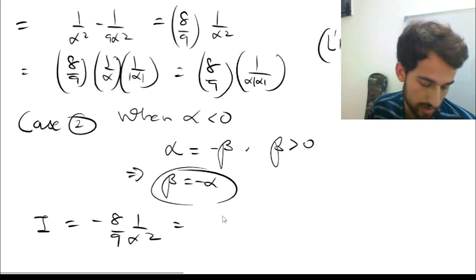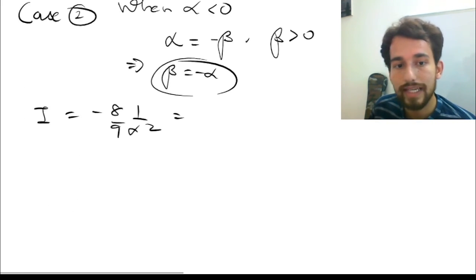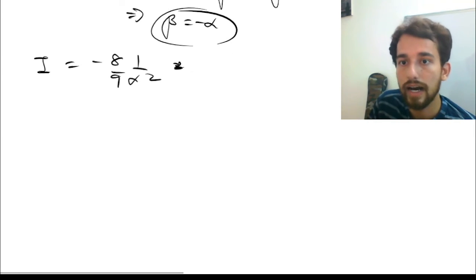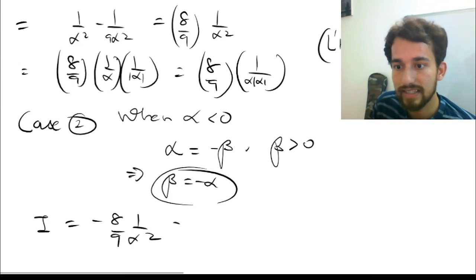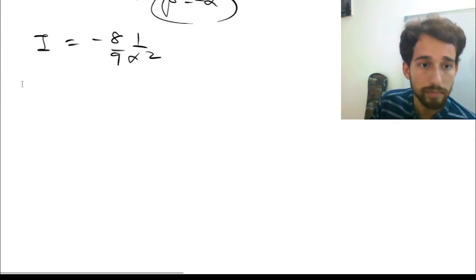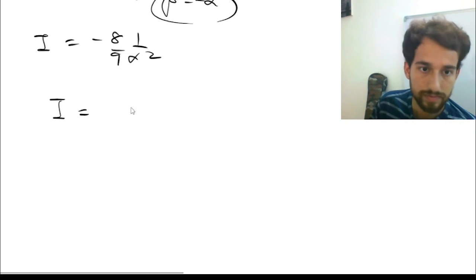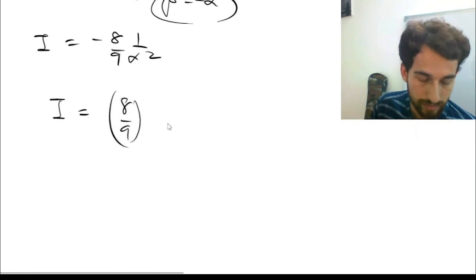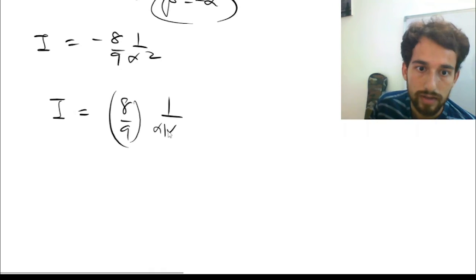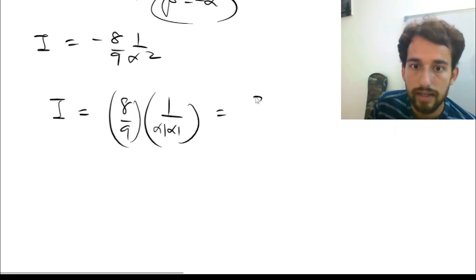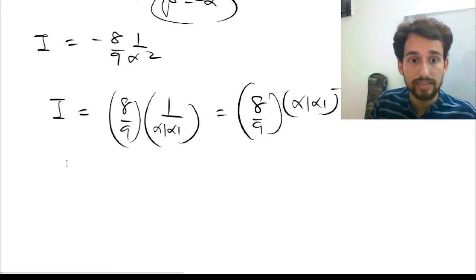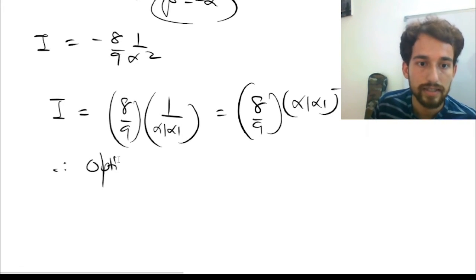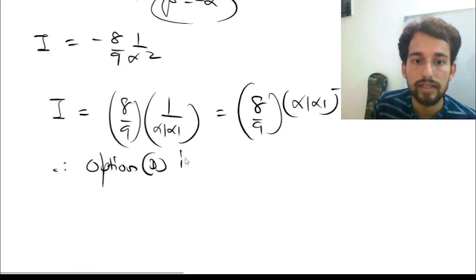So on combining the answers from both the cases, what you will find is that the correct option is: I can be written as 8 by 9 times 1 by alpha mod alpha, that is 8 by 9 alpha mod alpha whole inverse. So this will be the correct answer. Therefore, option D is correct.